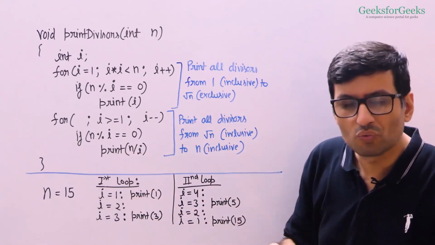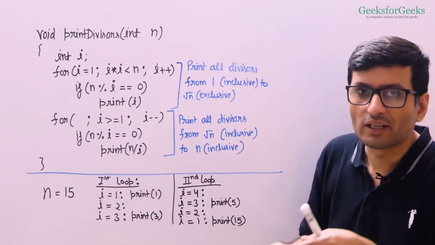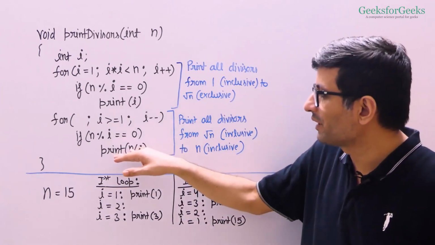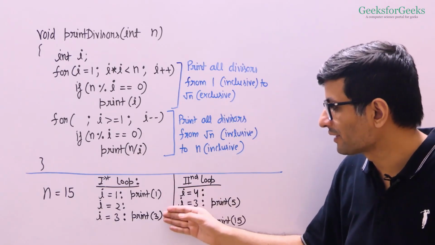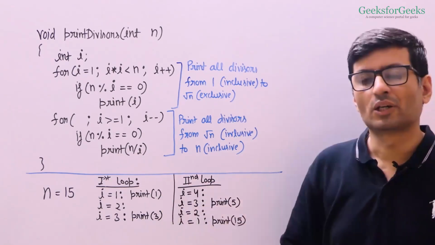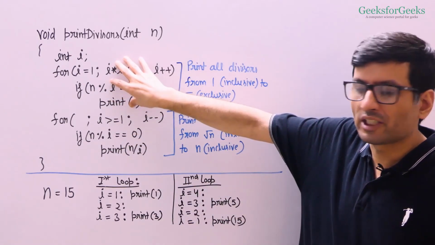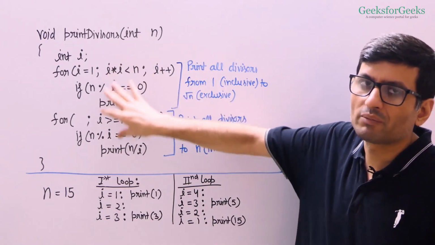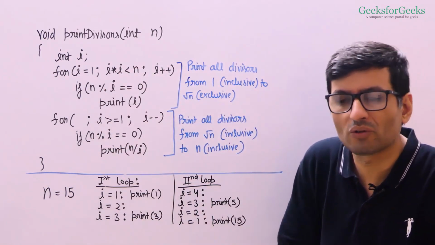Now we come to 2, we decrease the value, right? And 2 does not divide, so we will not do anything. Now we'll come to 1 and 1 divides 15. So we are going to print 15 by 1, which is 15. This way we get all the divisors in sorted order. Now what is the time complexity of the solution? This loop runs theta square root of n times. This loop also runs theta square root of n times. Theta square root of n plus theta square root of n is theta square root of n, and it requires theta of 1 auxiliary space.